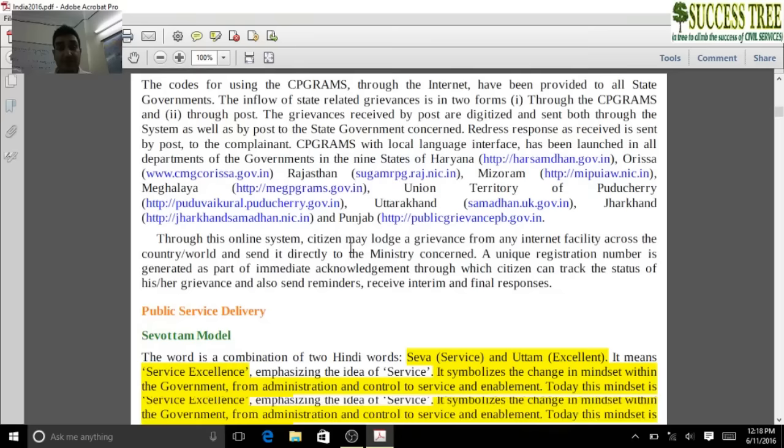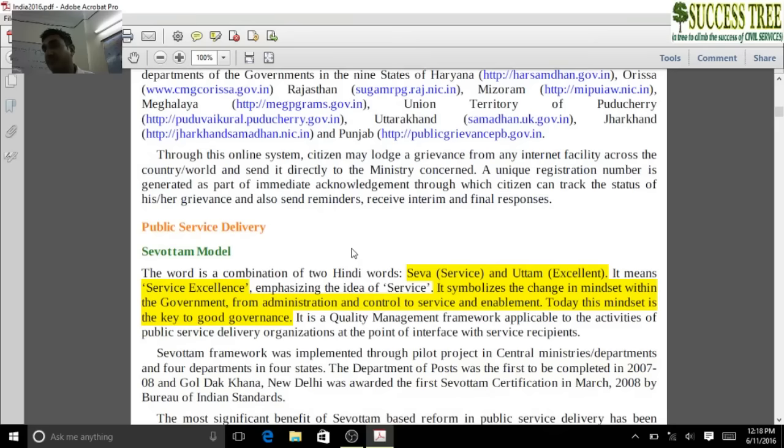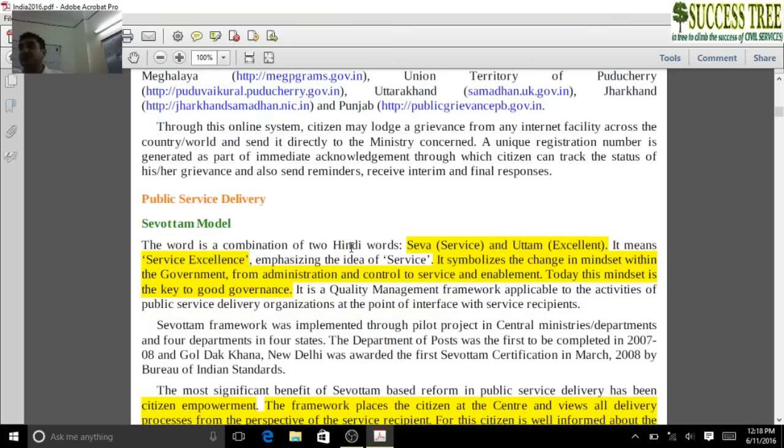Next, public service delivery, Sevottam. It's very important for the mains, specifically GS paper 4, the ethics paper. So Sevottam means Seva, and Uttam means Uttam Seva. Service excellence.